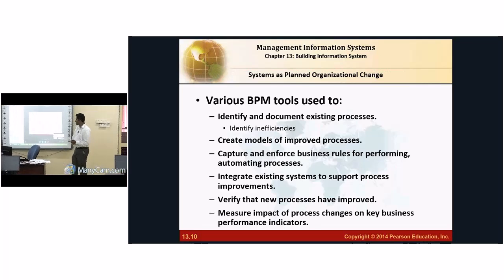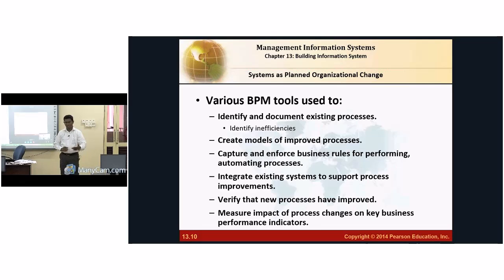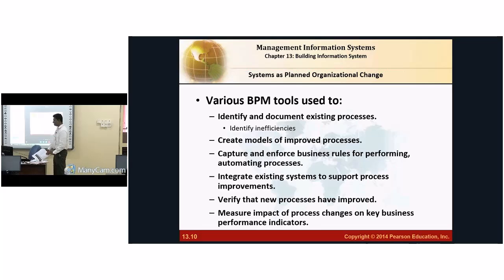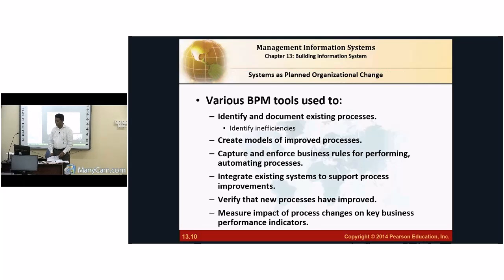So various business process management tools are used to identify and document existing processes, right? What you have to do is identify the existing process and document it. Create models of improved processes. Capture and enforce business rules for automating processes. Integrate existing systems to support process improvements. Verify that the new processes have improved and measure the impact of process change on key business performance indicators.